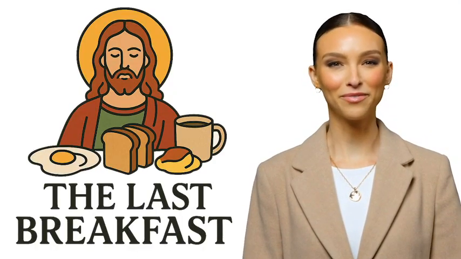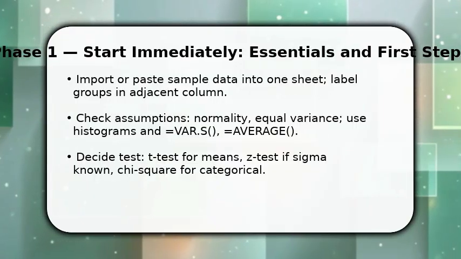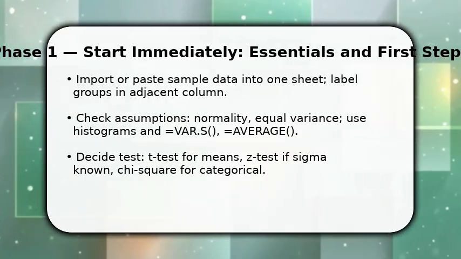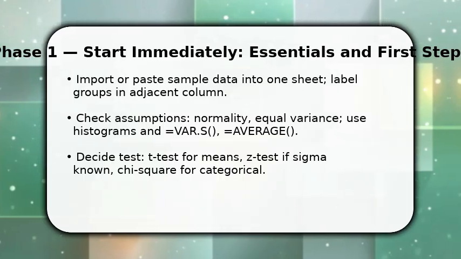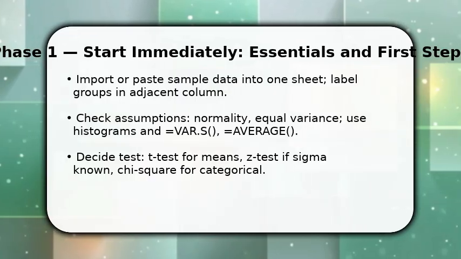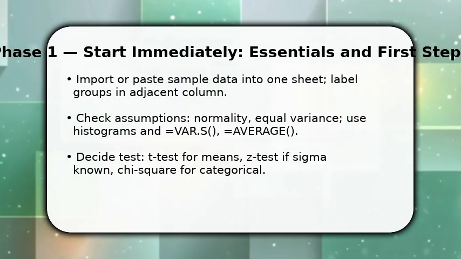Please enjoy the video. You start by loading your sample into Excel and labeling groups so formulas reference them cleanly. First, calculate basic summaries: =AVERAGE, =STDEV. S counts because they reveal spread and sample size. This matters for test choice.